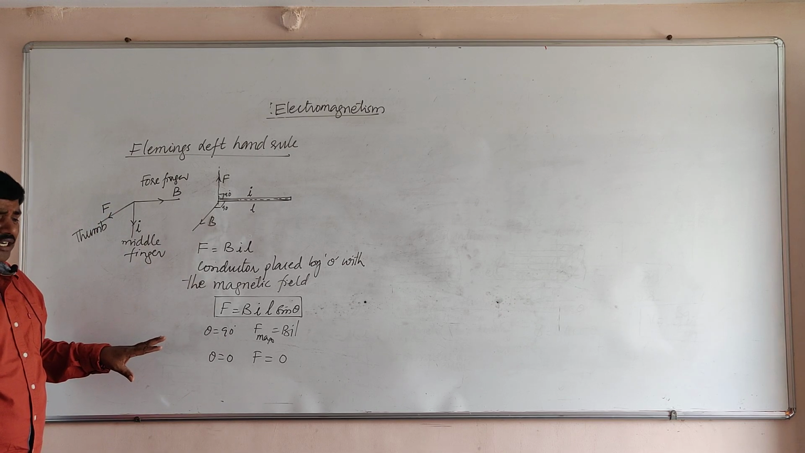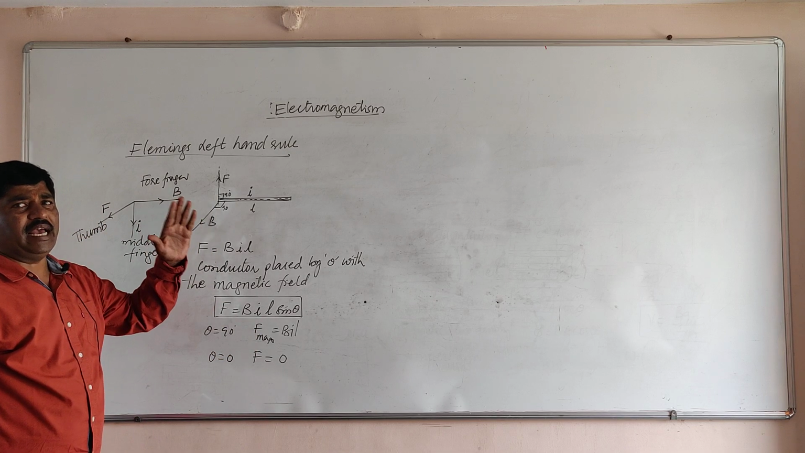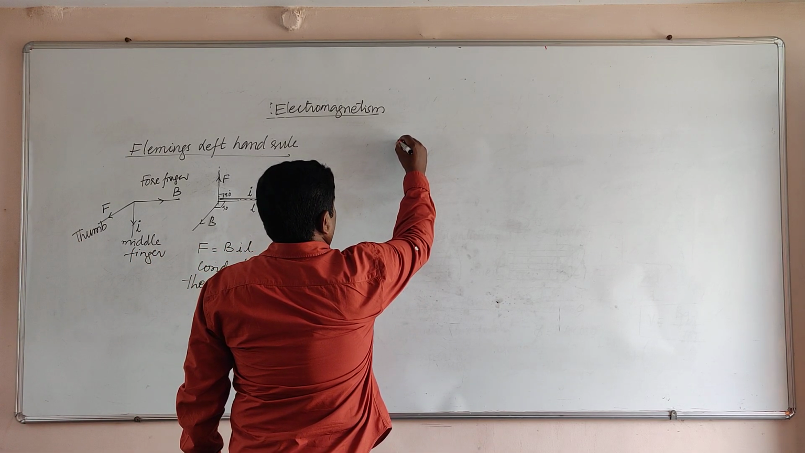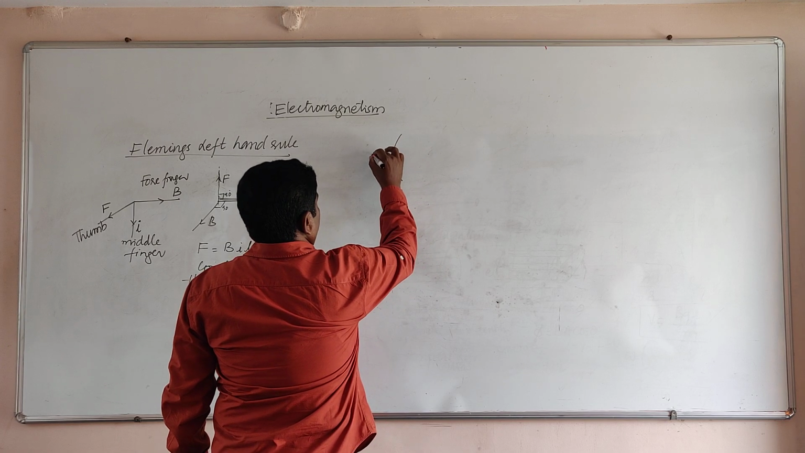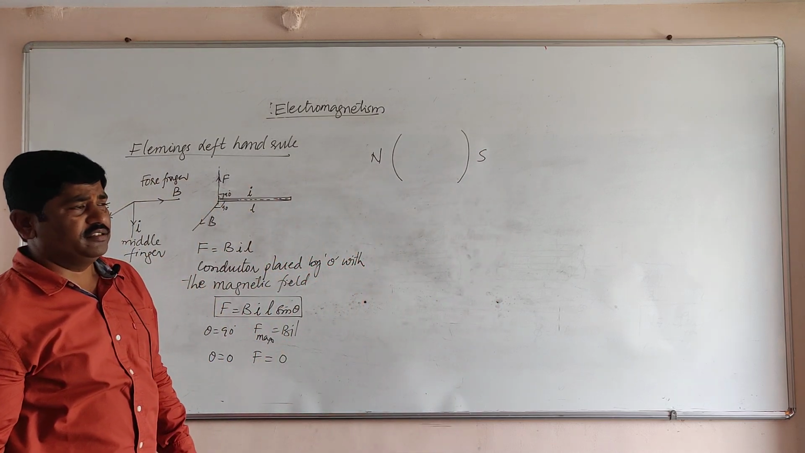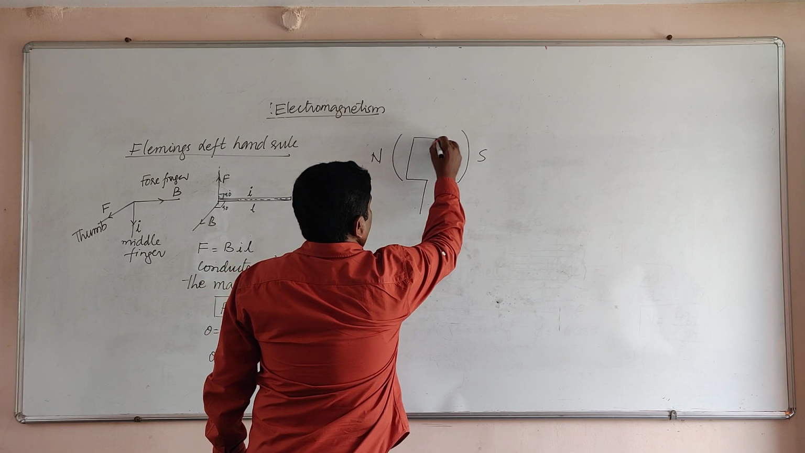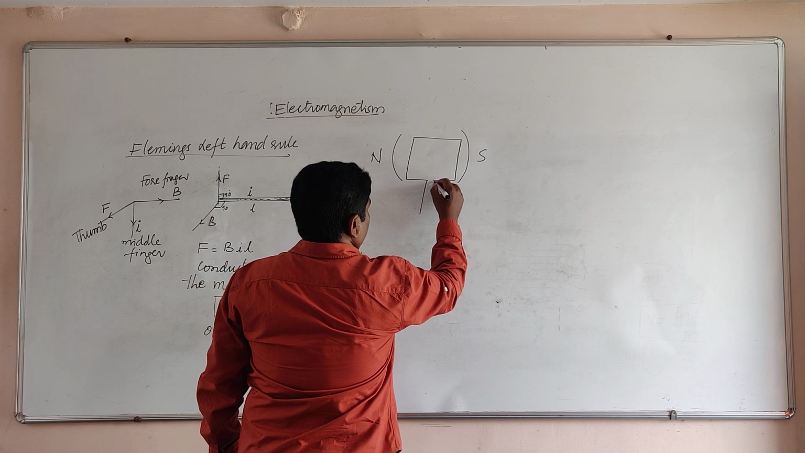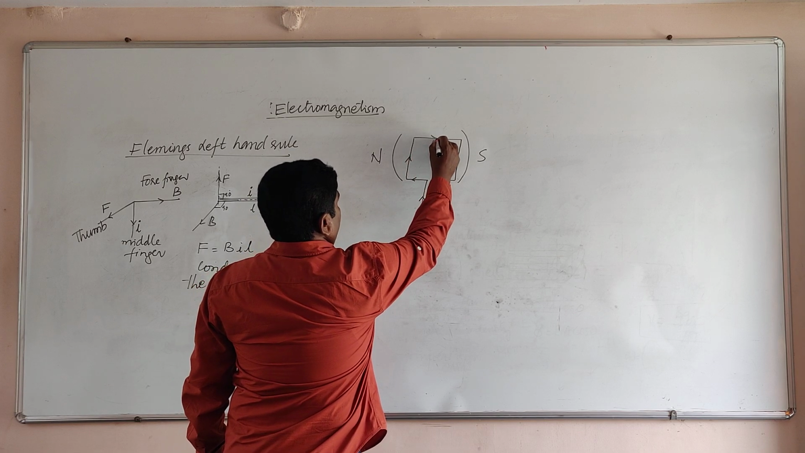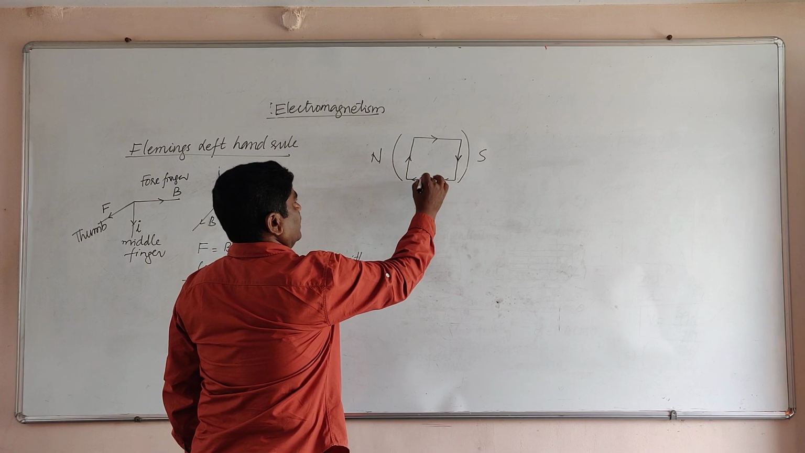Based on this Fleming's left hand rule, an electric motor works. How this force acts, we will check. So here in an electric motor, this is the magnetic field, this is another pole, north and south, we can say. Here we can take a rectangular coil which is carrying an electric current, like this. It is the direction of the current flowing in the coil.